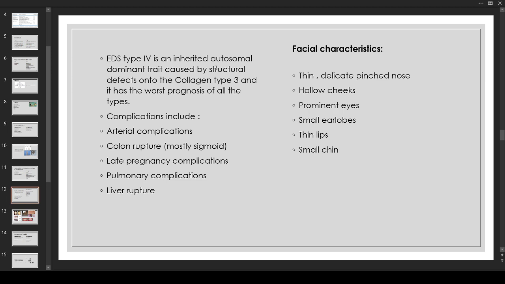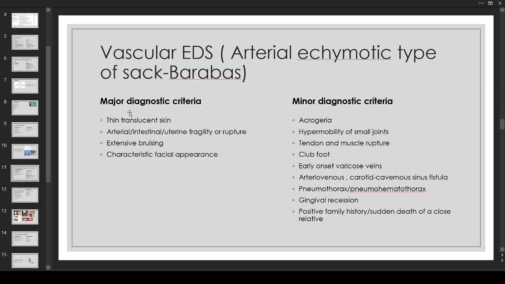And it is an inherited collagen type 3 defect and has the worst prognosis of all. It does, yes, have some specific facial characteristics, but we're going to go back to that in a bit. The major diagnostic criteria are thin translucent skin, the facial appearance, and the extensive bruising. It has also arterial, intestinal and uterine fragility or rupture. Acromegaly, acrogeria, which is skin that is aging faster than the actual age.